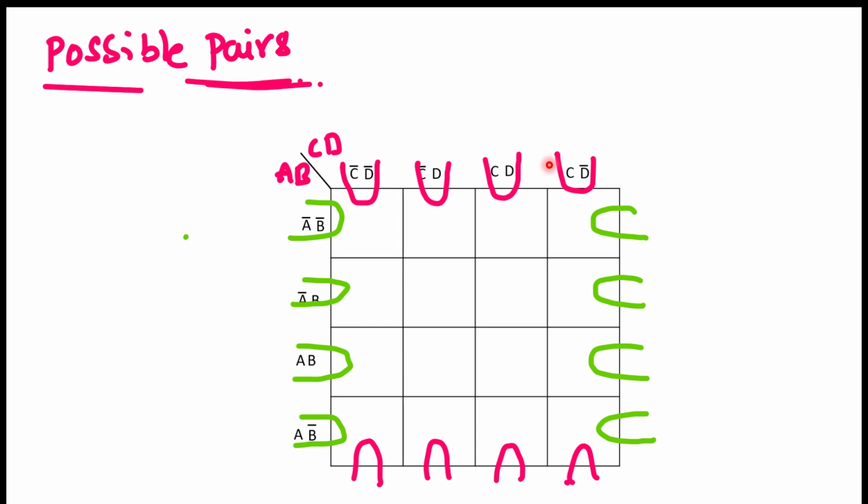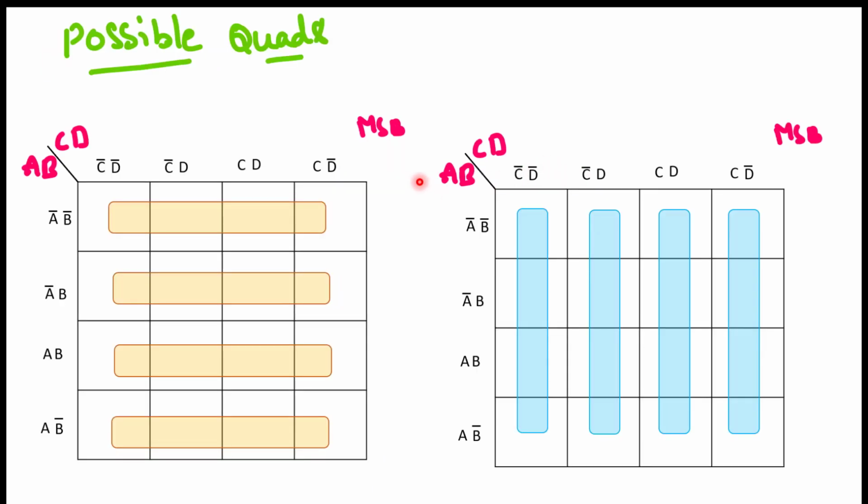Now we will see the quad formation, that means group of 4 ones. So first one is 4 ones, 1, 2, 3, 4. These 4 ones can make one quad. Or the group of 4 ones in this row, group of 4 ones in this row, group of 4 ones in this row, or else group of 4 ones in this column, group of 4 ones in this column, group of 4 in this column. So we are having 8 possible quads.